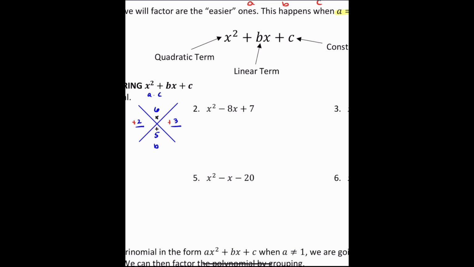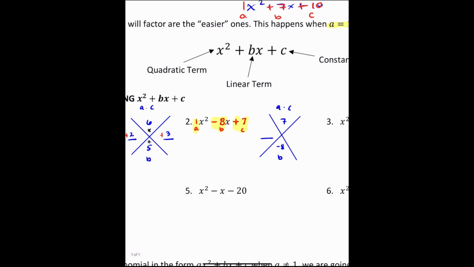Number 2, we have x squared minus 8x plus 7. So our a is 1, our b is negative 8, and our c is 7. So a, b, and c. I'll draw an x on my paper. We multiply the a and the c values together, so 1 times 7, that's 7. And our b is negative 8.